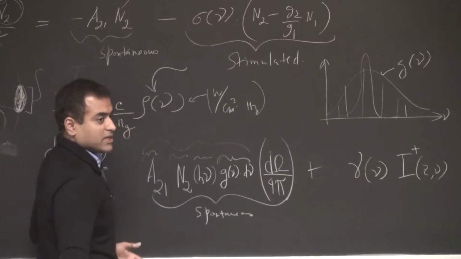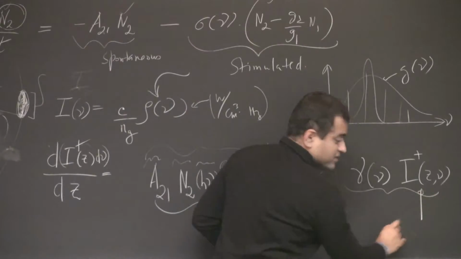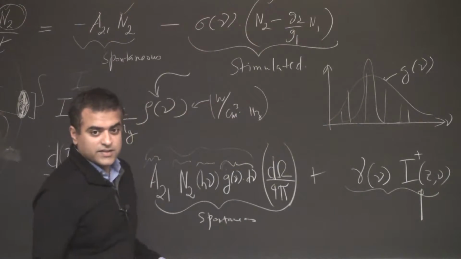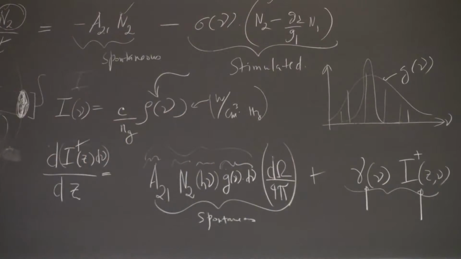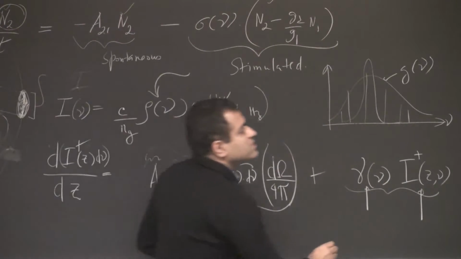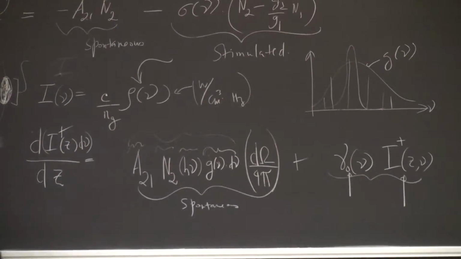It doesn't care about how much light is already there. Spontaneous emission. The stimulated part heavily depends on it. It's proportional to it, right? That's the meaning of stimulated emission. What is the proportionality constant? That's the gain coefficient of the laser. I think your book is using gamma naught. Okay, gamma naught. Fine. And what is gamma naught?